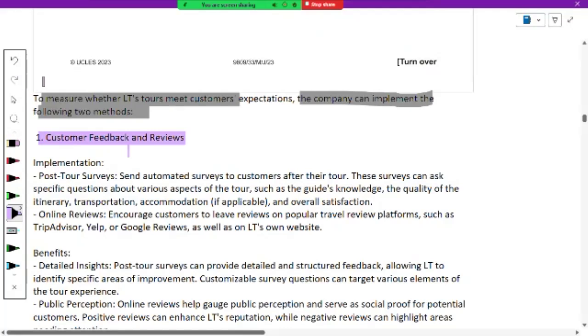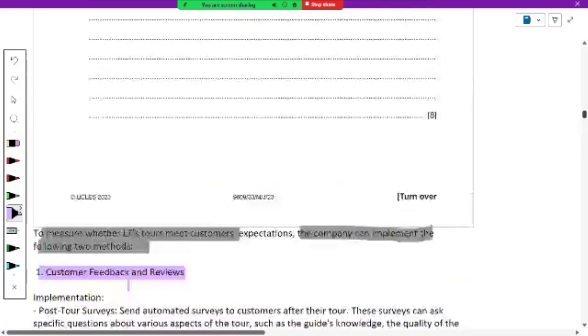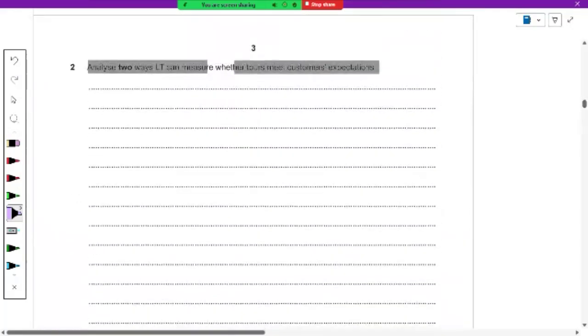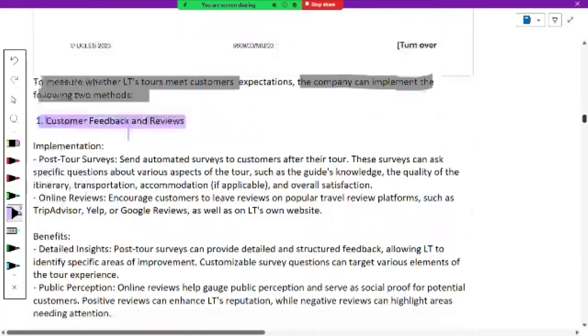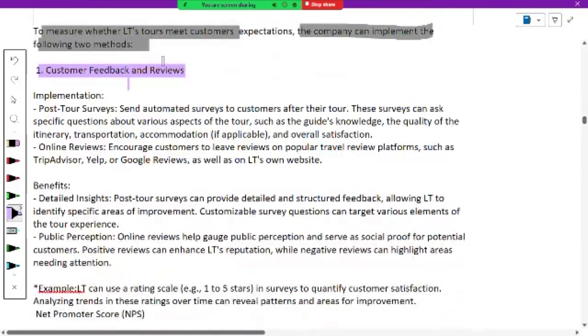So how can we implement it, and how can we get to know whether, what was the question, I guess, analyze two ways LT can measure whether, okay, yes. So basically we have to write two ways. By using it, LT can know whether their customers are satisfied with their tours or not. So how can we implement this?